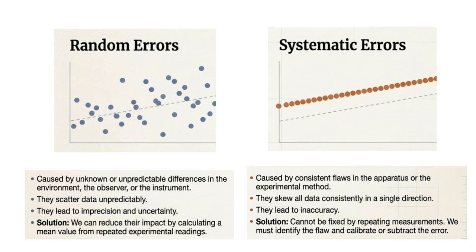On the other hand, systematic errors come from consistent problems with the equipment or method. These errors skew all data in the same direction, causing the results to be inaccurate. Unlike random errors, simply repeating measurements won't fix this. Instead, we need to find the source of the problem and correct it, either by fixing the device or adjusting the data by subtracting the known error. Understanding these differences helps us improve the reliability and accuracy of our experiments.